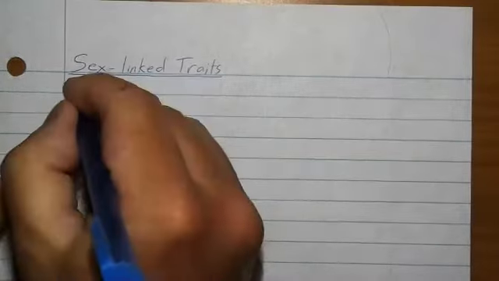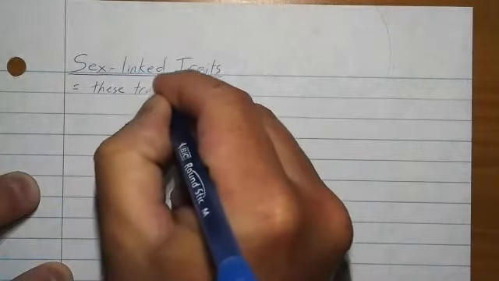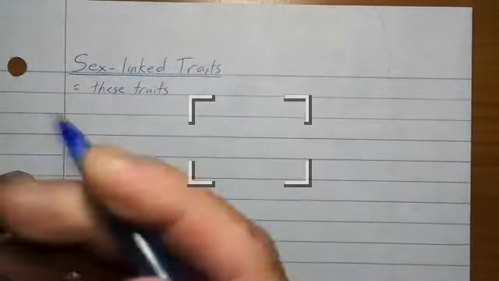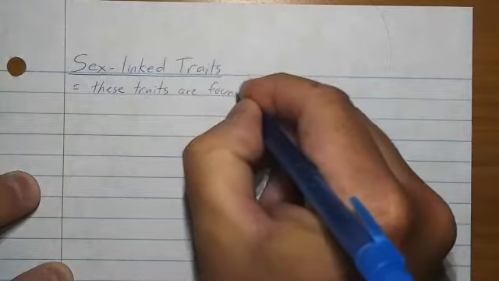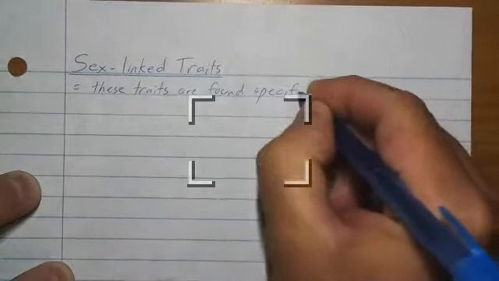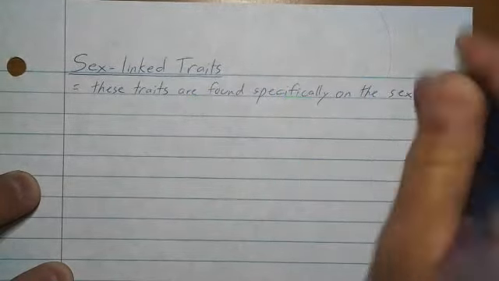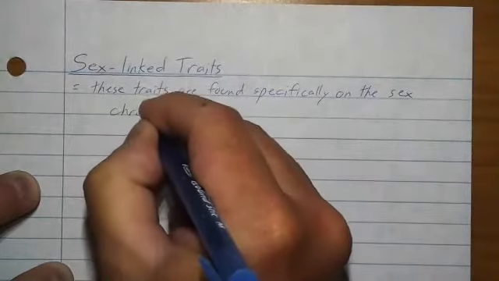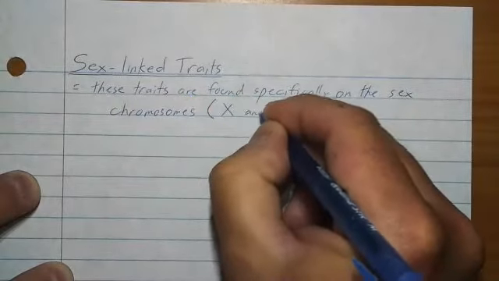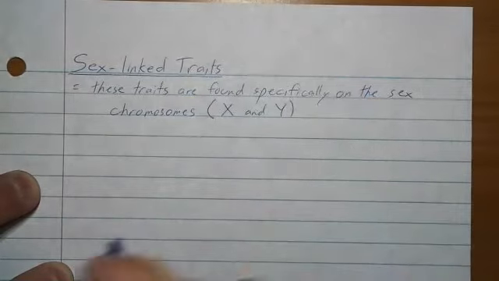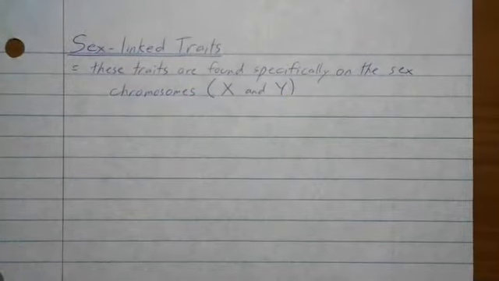And so let's just do that right off the bat. These traits, or these pieces of DNA for proteins that make things happen, are found specifically on the sex chromosomes. And there's X and Y, and you've probably heard of those in one form or another, but let's get into a little more detail on what the sex chromosomes actually are so we can be clear on that.